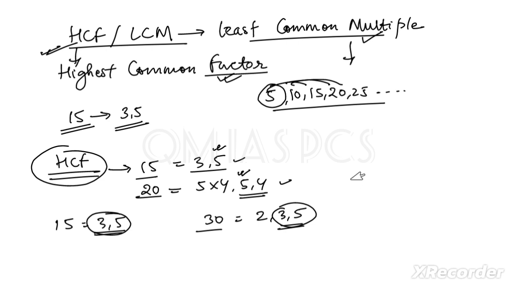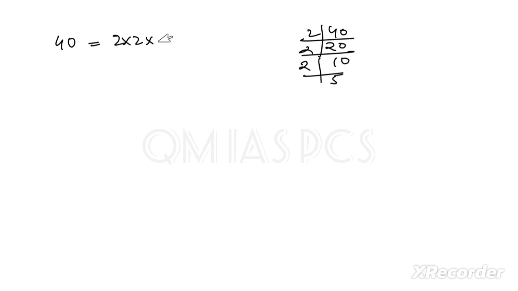So how can you find the highest common factor? The method is to do prime factorization and then just choose the common ones. Like if 40 is given, we have to write the prime factorization of 40. It will be 2, then 20, then 10, then 5. So 2 multiplied by 2 multiplied by 2 multiplied by 5. Then if 30 is given, we can write 10 multiplied by 3, so it is 3 multiplied by 2 multiplied by 5.